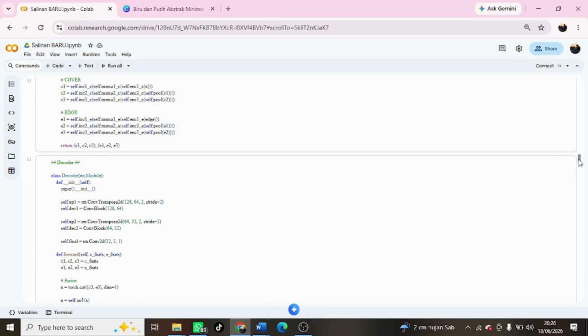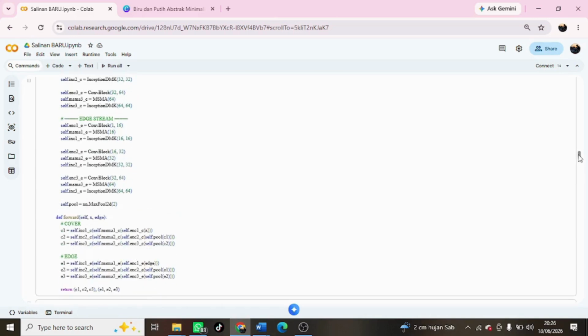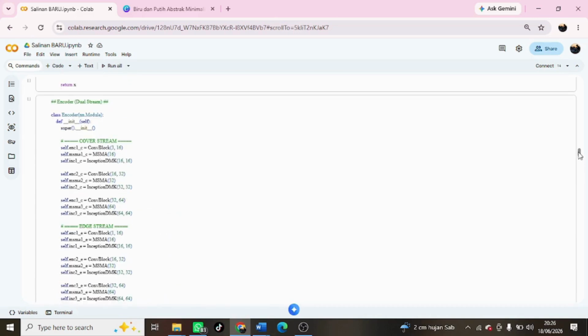The encoder is the first part of the UNet responsible for extracting features from the input data. Unlike conventional UNet, which has only one processing stream, this study used two encoder streams that run in parallel, the cover stream and the edge stream. The cover stream receives an RGB cover image input of size 360 x 360 x 3, while the edge stream receives a Sobel filtered edge image input of size 360 x 360 x 1.